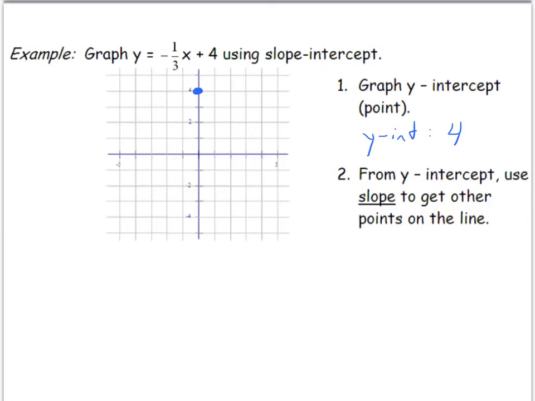Then the second thing you do is figure out what your slope is, and my slope from this line is -1/3. So from my y-intercept, I'm going to go down 1, right 3, down 1, right 3. Or I could have gone up 1, left 3. All you need is 2 points, though, to determine a line. So then I draw my line through as straight as I possibly can, and you're all set.